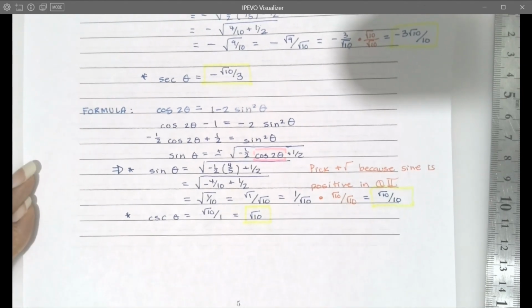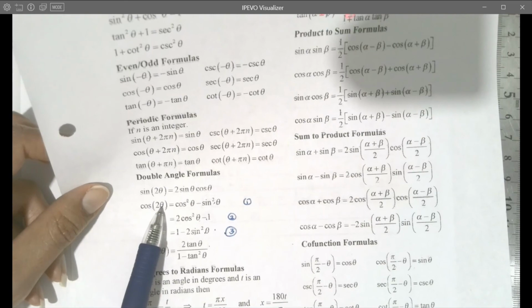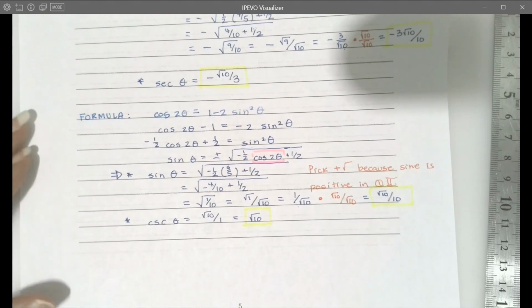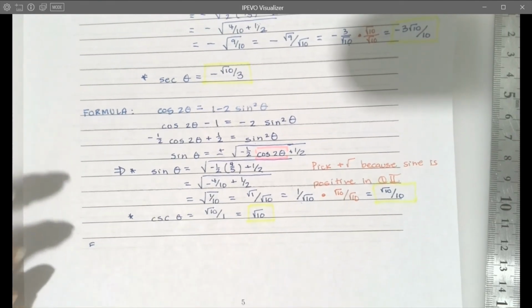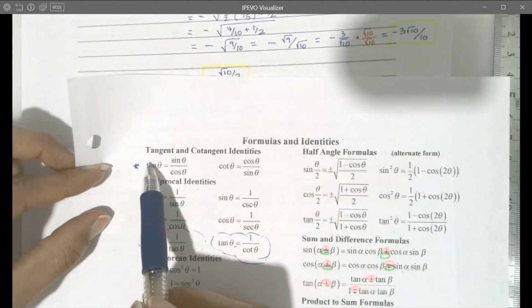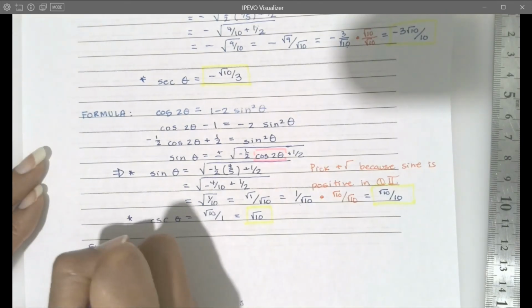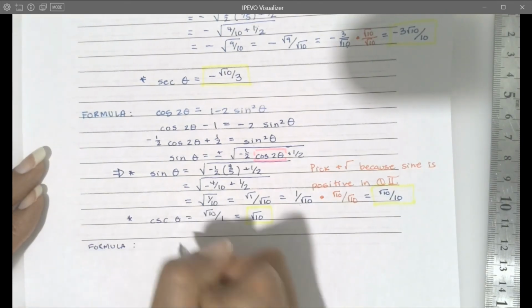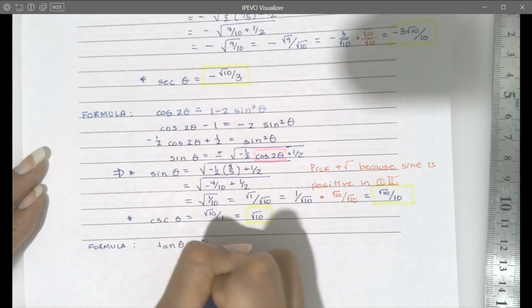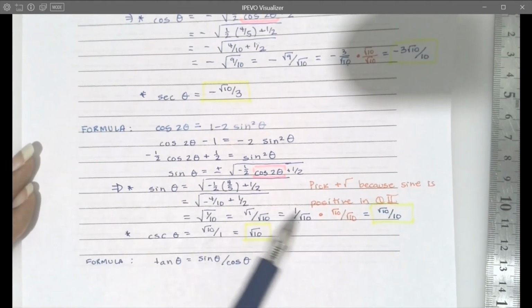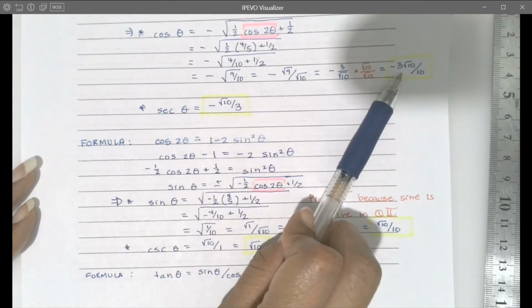Okay, we have 2 more trig functions that we need to find, tangent and cotangent. Now if you look at the double angle formulas, there's nothing that relates cosine of 2 theta to tangent directly. So we're going to have to resort to a different formula or identity. If you take a look at the top left-hand corner, we do have that tangent theta is sine over cosine. So the formula that I'm going to be using is tangent theta equals sine theta over cosine theta. And that is because we do know now what is sine of theta and what is cosine of theta.